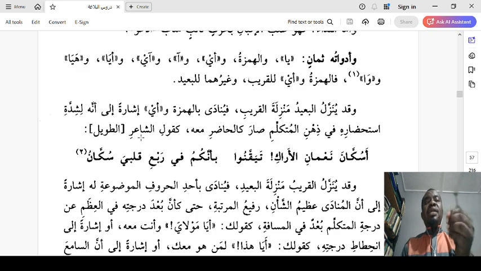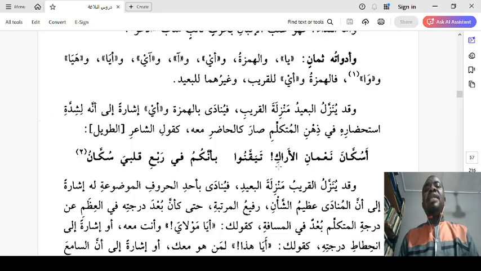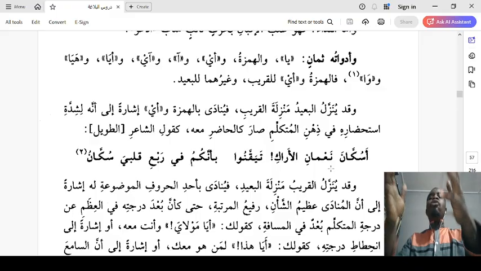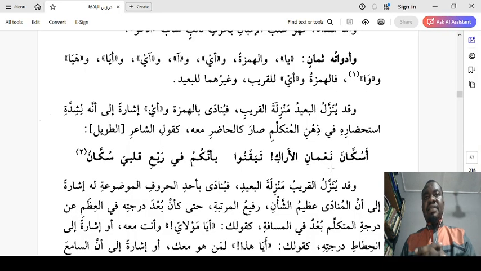كقول الشاعر, like the poet says in his بحر الطويل, أسكان نعمان الأراكي تيقنوا بأنكم في ربيع قلبي سكان. He says, أسكان نعمان الأراكي, oh you residents of Nu'man al-Arak, you residents of this particular place. He used to call them, but he is far away from them. But then look at what he says.